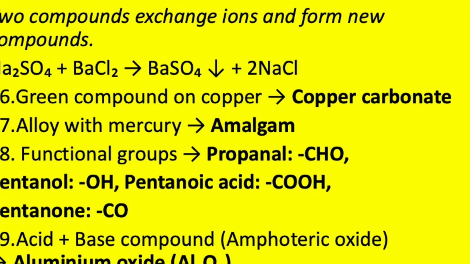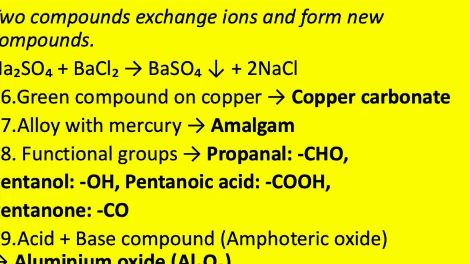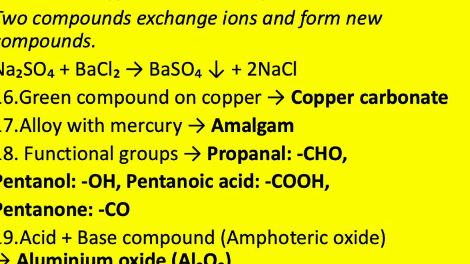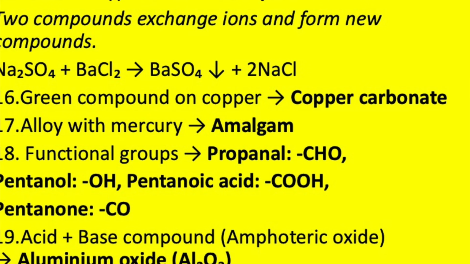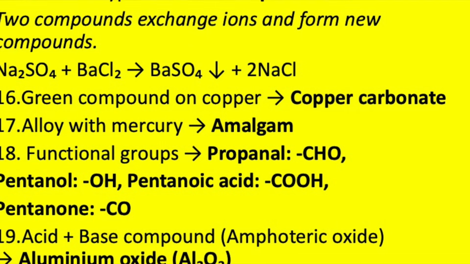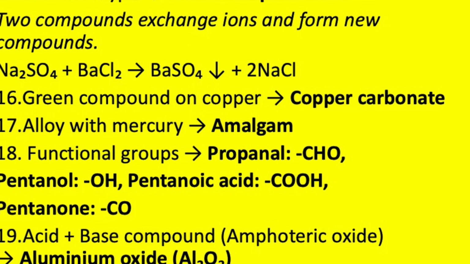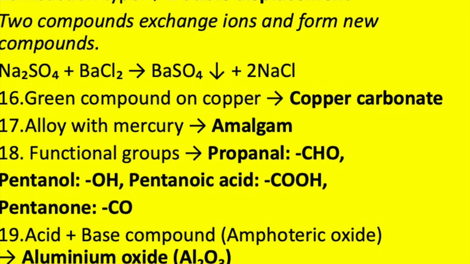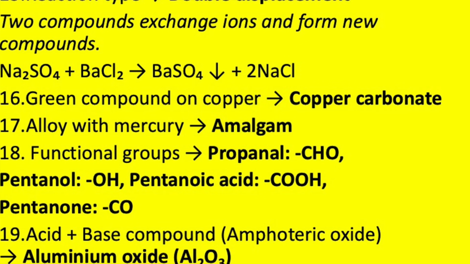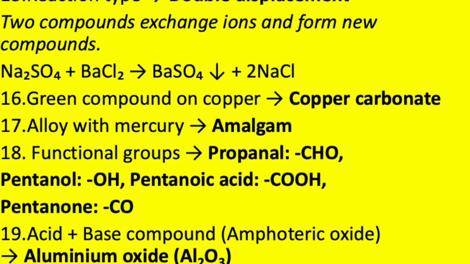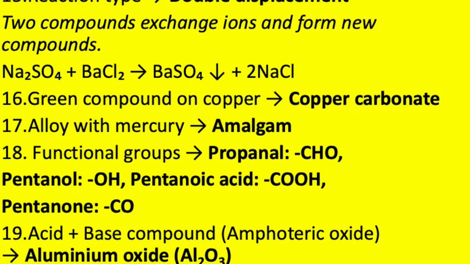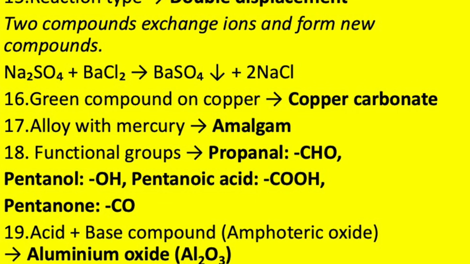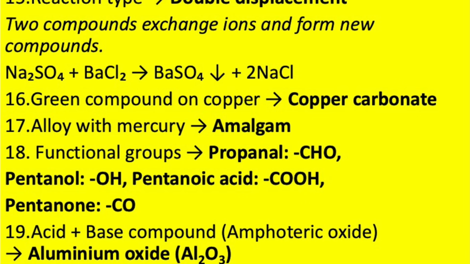Functional group present in propanol is CHO, in pentanol OH, in pentanoic acid COOH, and in pentanone CO. Here you need to check the suffix. If the suffix is "al", the functional group will be CHO. If the suffix is "ol", the functional group will be OH. If the suffix is "oic acid", the functional group will be COOH, and if the suffix is "one", the functional group will be CO.